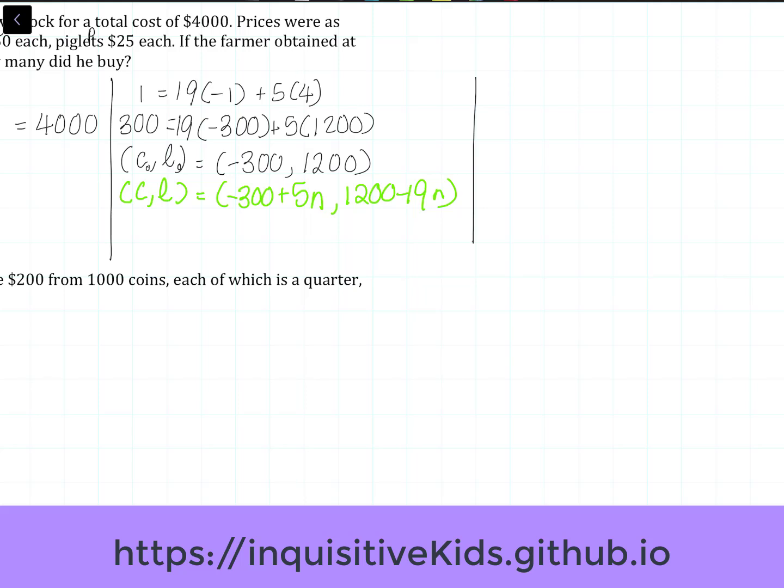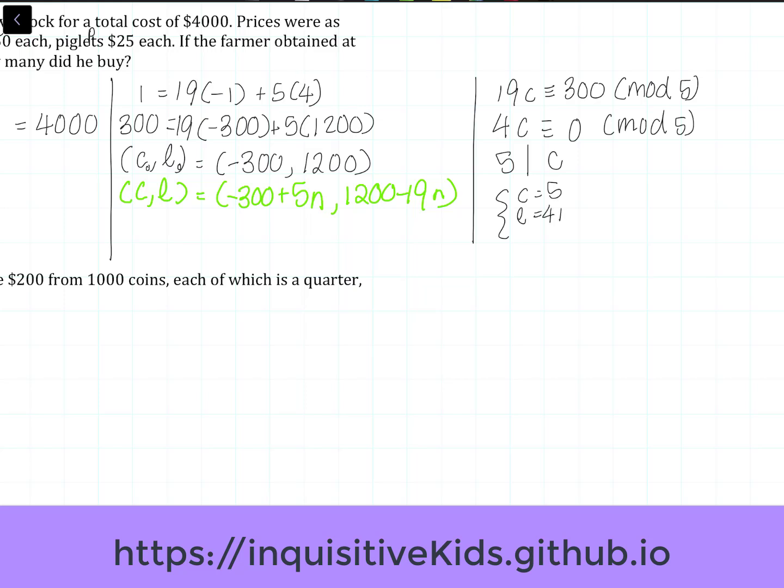Where do we start? Well, through observing the general solution, we see that 19c has to be congruent to 300 modulo 5. So therefore, 4c is congruent to 0 mod 5, meaning that c must be a multiple of 5. Now, since c can't equal 0, let's try c equal to 5. If c was equal to 5, then L would be equal to 41, and P would then equal 54.